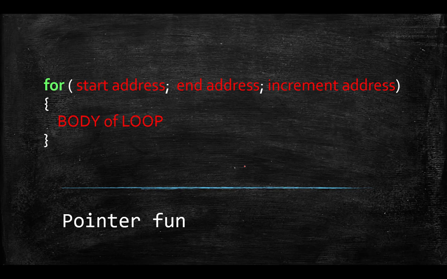Next, we're going to look at a loop. I know about addresses. So if you tell me the starting address of something, tell me where it ends, and tell me how they move from one address to the other, I can write a for loop. And I call this pointer fun.